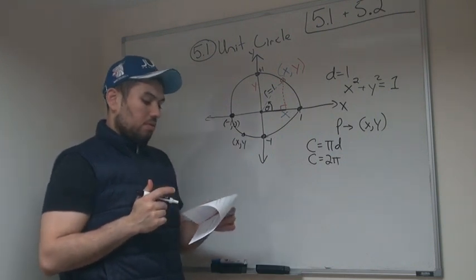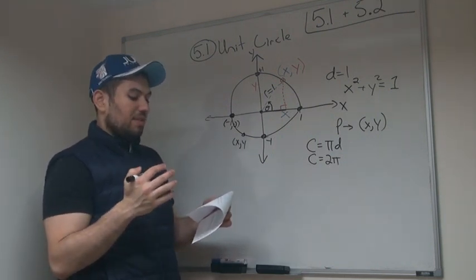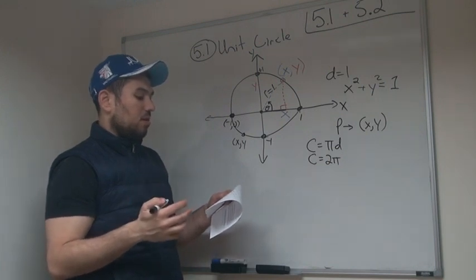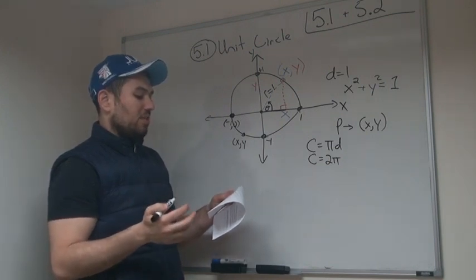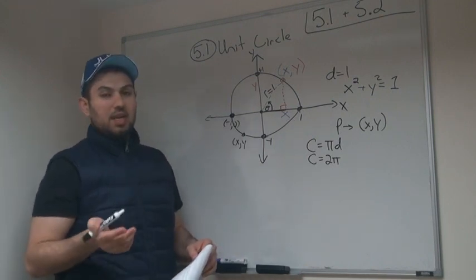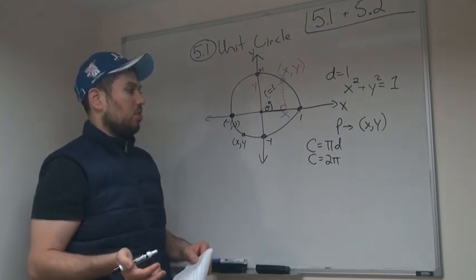So what this section does is it gives you a point that might lie on the circle, and then asks you to find the sine, cosine, tangent, secant, cosecant, cotangent of the point.